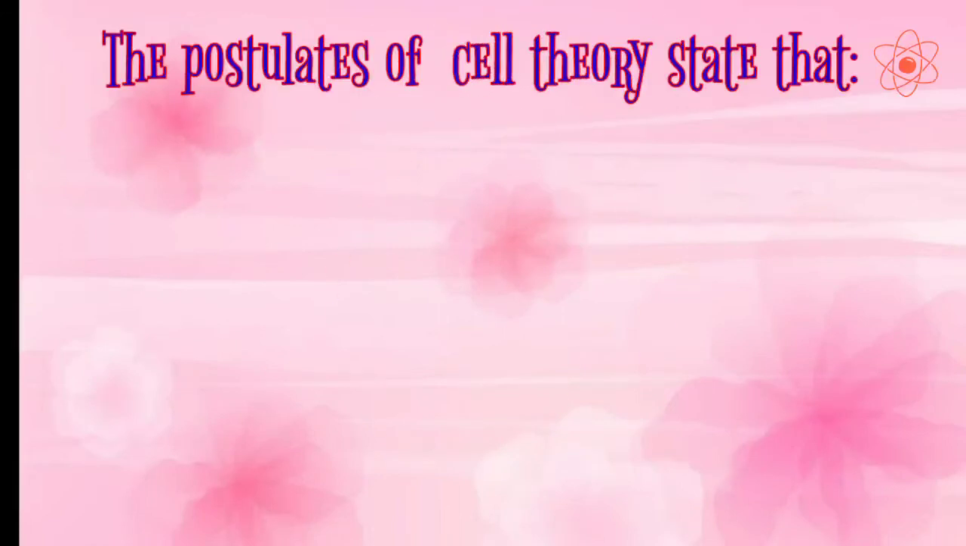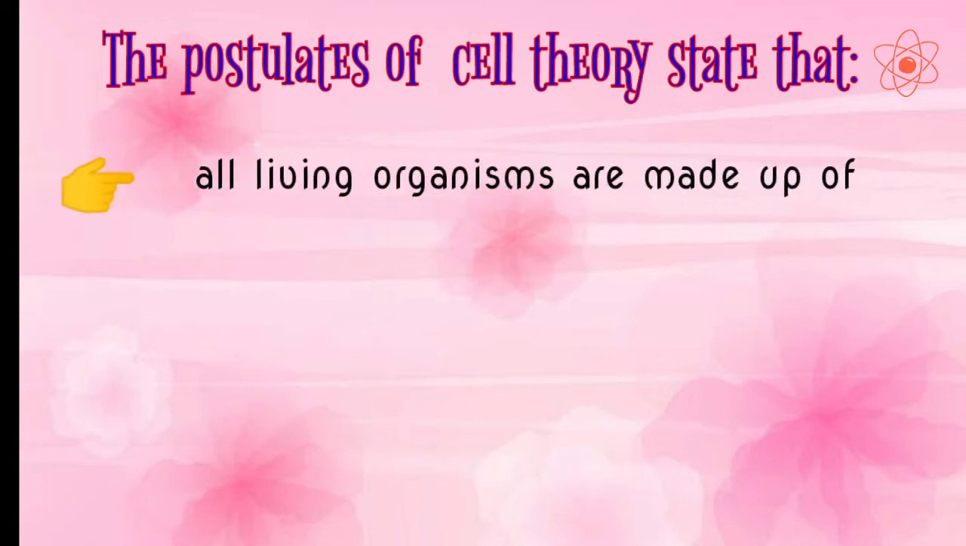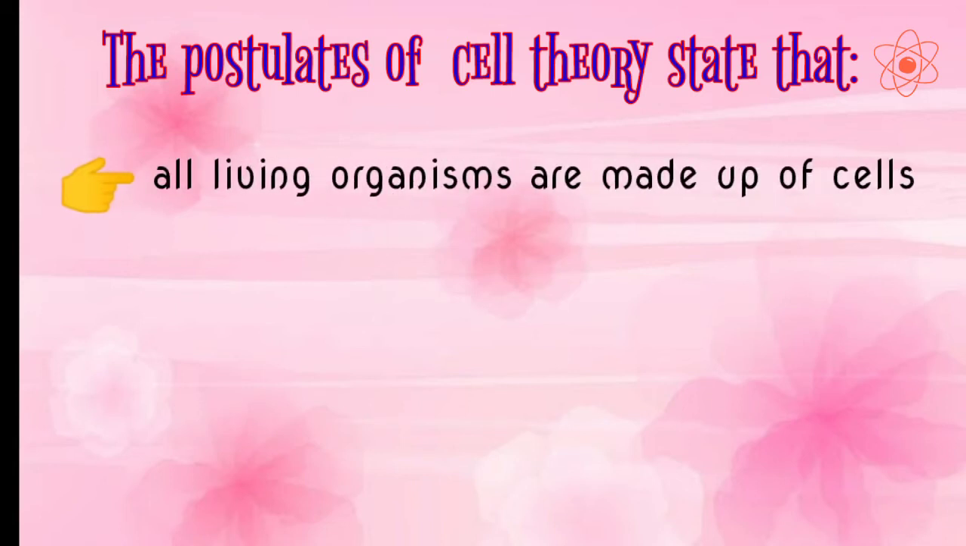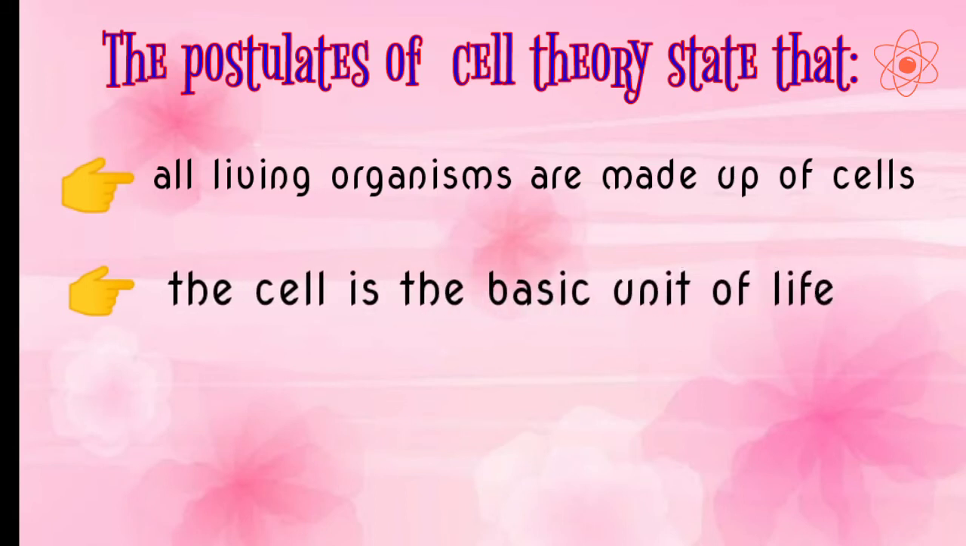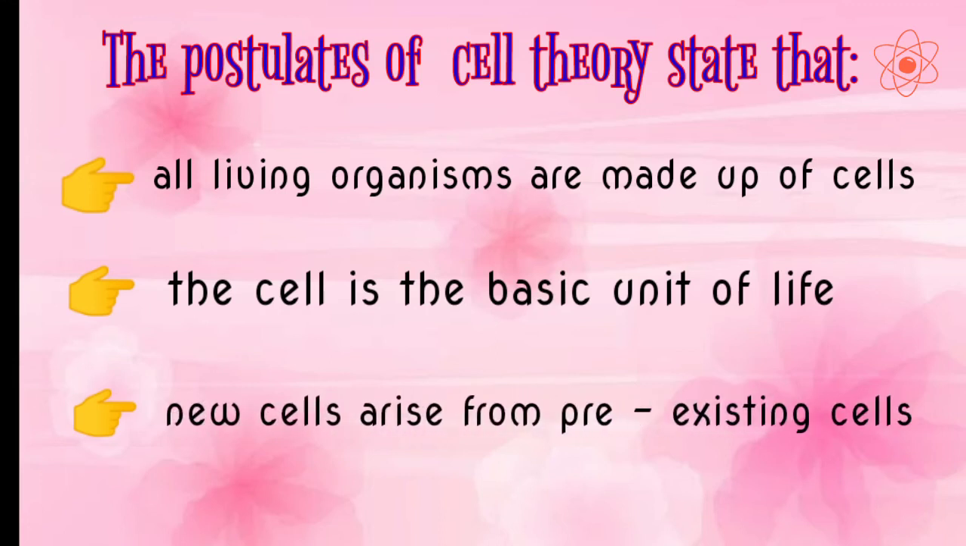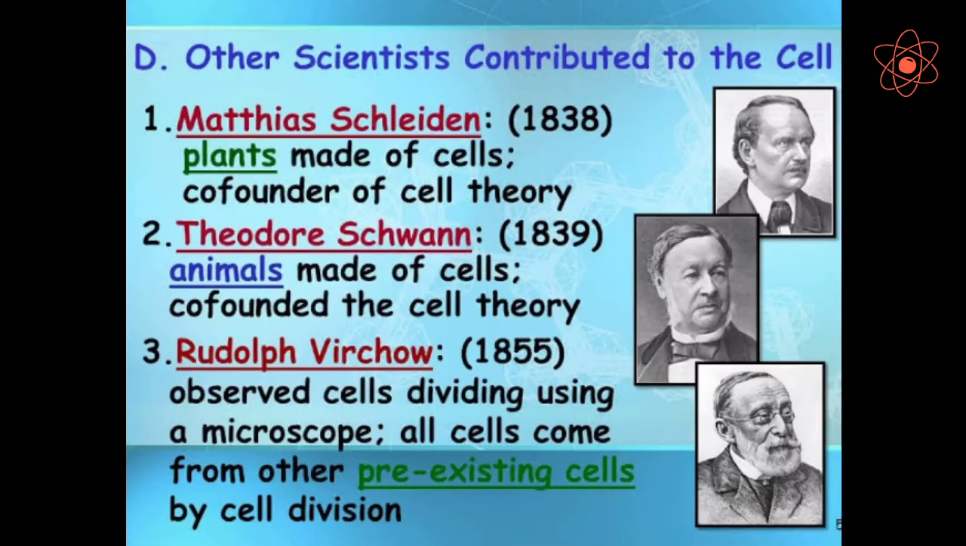The key points of this theory state that first, all living organisms are made up of cells. Second, the cell is the basic unit of life. And third, new cells arise from pre-existing cells. These postulates of the cell theory form the basic principles of biology.